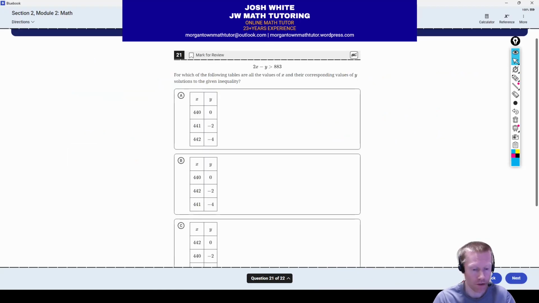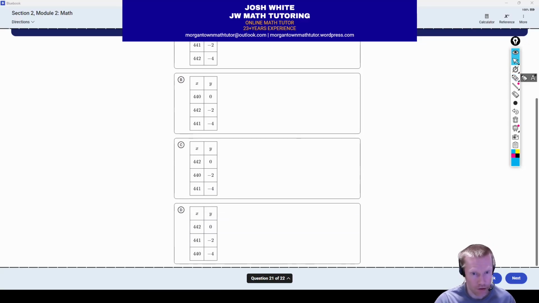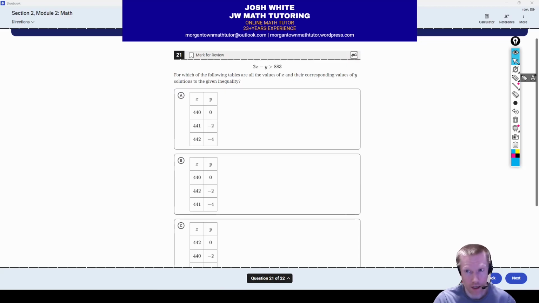All right, next up we have question number 21, where we have a linear inequality in two variables, and we want to match up one of these two tables, basically. With questions like this, there are multiple ways you could do this. What I like to do is first plug in 0 for y, because notice that these answer choices all have a 0 down here in the y column.